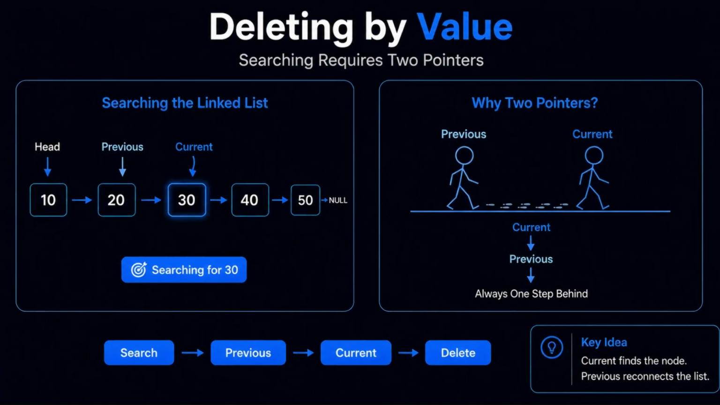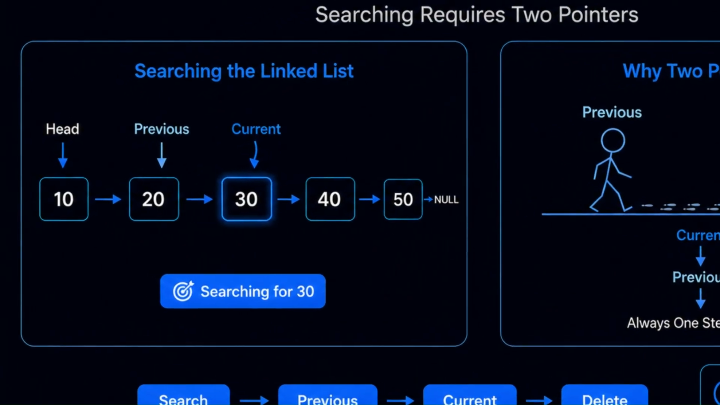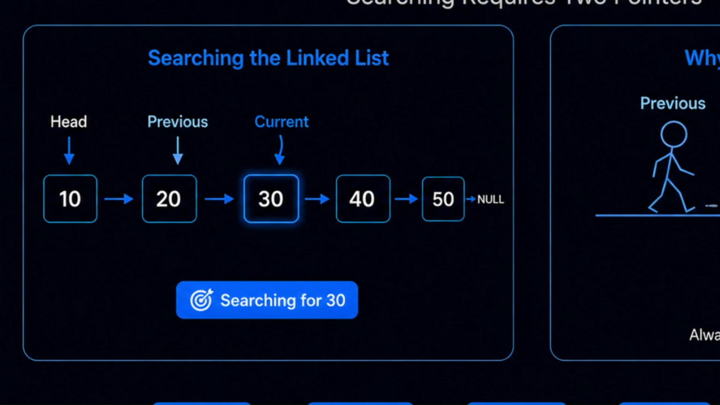For example, suppose we want to delete the node containing the value 30. Unlike deleting the first or last node, we first have to search the linked list until we find that value. Searching introduces a new challenge. Remember, a singly linked list only moves forward. Once we leave a node behind, we can't go back to it. That means when we finally arrive at the node we want to delete, we also need access to the node immediately before it.